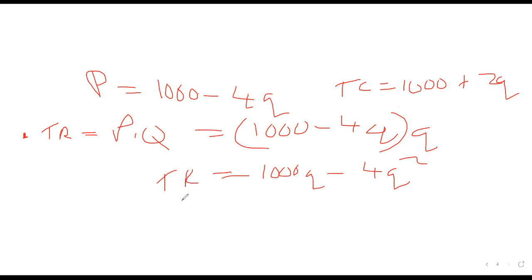Then how do we find our marginal revenue? I said if you don't know how to differentiate, just go to the price function and multiply the coefficient of Q by 2. That's all. So we're going to get 1,000 minus what? 8Q. This is the shortcut.